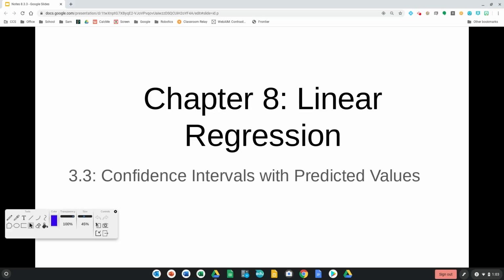Welcome, AP Stats students. We are going to continue looking at the idea of making inferences from our linear regression equations today. We're going to look specifically at making some inferences, some confidence intervals based on predicted values, making predictions from these linear regression equations.